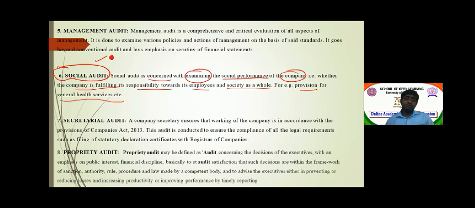So social audit is basically conducted for the purpose of checking whether the social performance of the company is good enough from the perspective of making it a more socially active or socially responsible company or not. So creating a provision of good healthcare services, good infrastructure to work, or a healthy work environment is one of the social performance dimensions of the company that is being checked with the help of social audit.